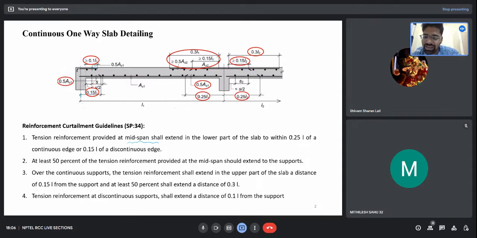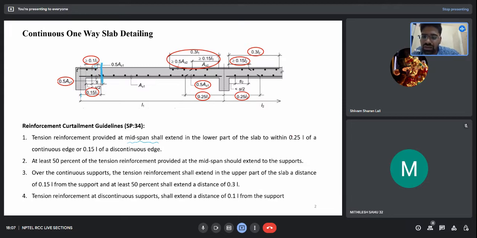Now, what does the next point say? At least 50% of the tensile reinforcement provided at the midspan shall extend to the support. Here you can see I have curtailed the bar at this point, but at this point, you can see there is some continuation of bars. This is the curtailed bar, the bent up part. Only 50% are curtailed. Every alternate 50% of bars are curtailed and the alternate 50% bars are extended into the support. So that's what the second point means to say.